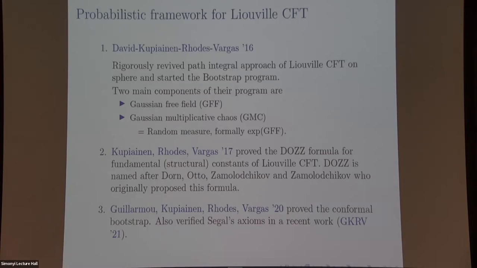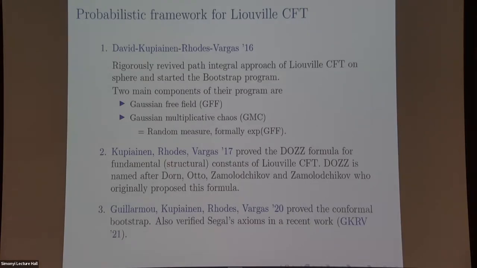The way to think about it is that it's a measure which is absolutely continuous with respect to the underlying volume measure of the Riemannian surface. And the Radon-Nikodym derivative would be, formally, you can think of it as the exponential of this Gaussian free field.